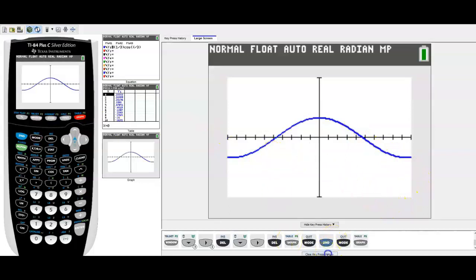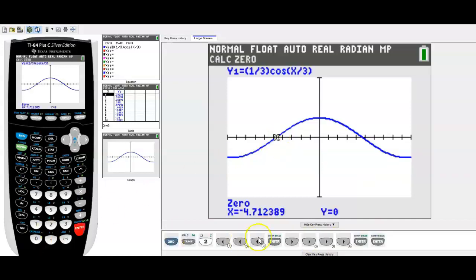Now I want you guys to go ahead and pause the video here and see if you can find this 0 here. When you unpause the video, you will see the keystrokes you should have pressed, as well as the answer for what that particular point where it touches the x-axis is. So you should have got -4.712, and so on. Second, trace, 2, scroll to the left, enter, scroll to the right, enter, enter.